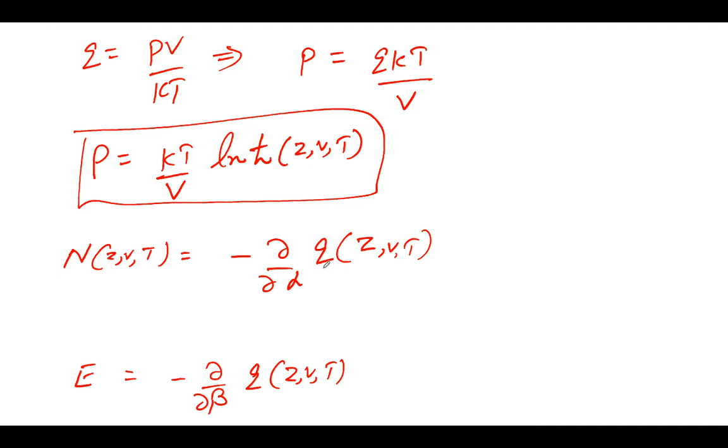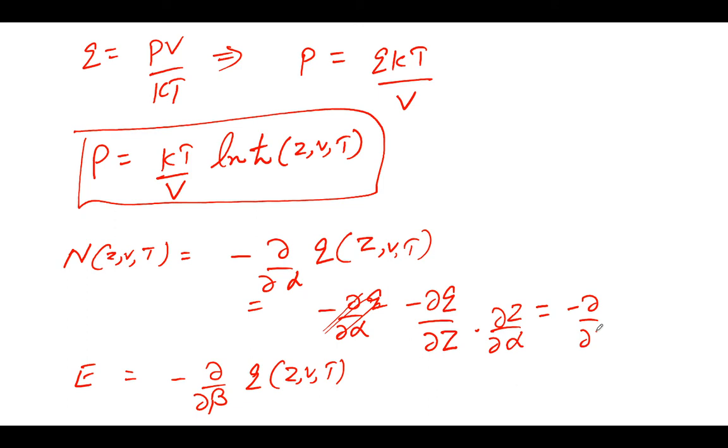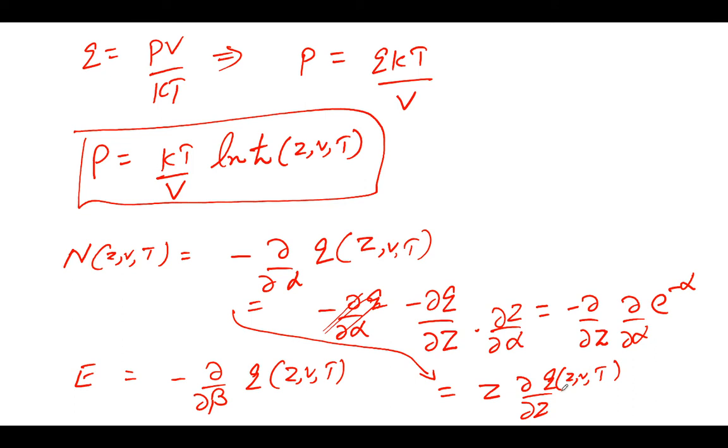Putting in the value of this Q, this equation comes out to be minus curly del by curly del alpha. If I break it, let us redo it: minus curly del Q over curly del z into curly del z over curly del alpha, and introducing the value of z, I can write this equation as minus curly del Q over curly del z into curly del by curly del alpha. Since z is exponential of minus alpha, this equation comes out to be z into curly del Q over curly del z. This is how you can derive the relation of n with respect to fugacity and how the number changes with respect to it.